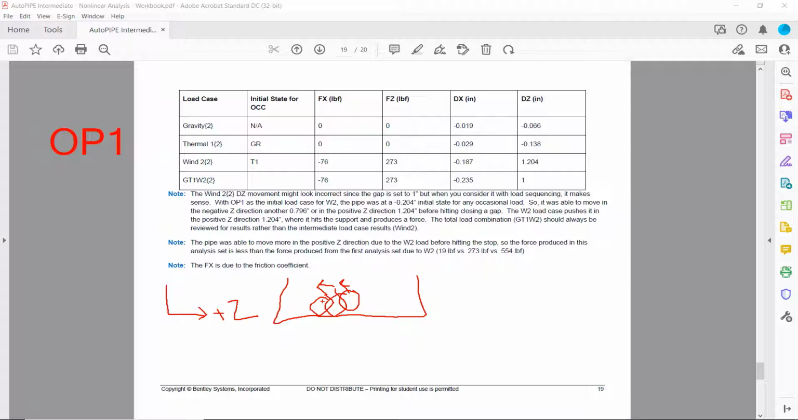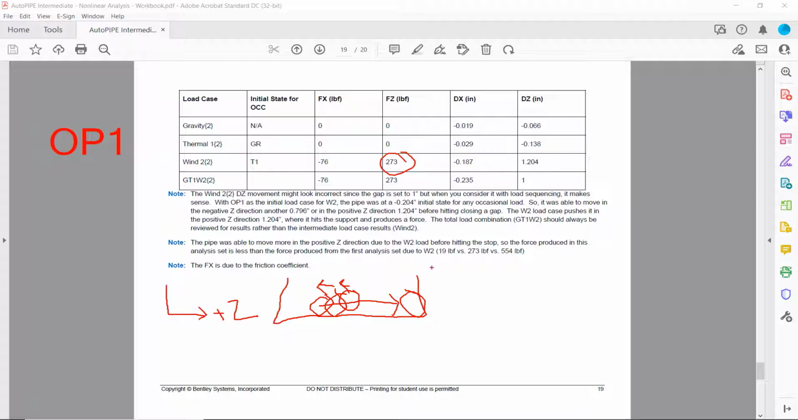This is now the initial state for our wind load to be applied. So the wind load can either make the pipe move in the negative Z direction, 0.796 inches, or in the positive Z direction, 1.204 inches. We know from the last example that the wind load makes the pipe move in the positive Z direction. It's still the same load being applied. It's still going to make it move in the positive Z direction. It just has a different amount that it's allowed to move. In this case, it makes it move all the way again to the stop, 1.204 inches, and it lands there at the stop and produces a force.